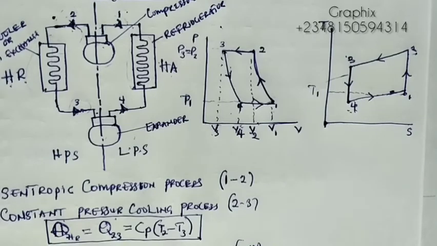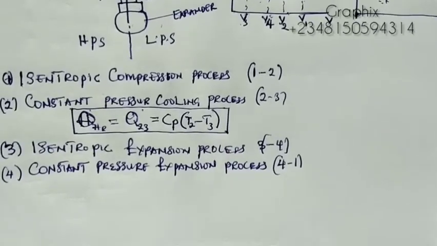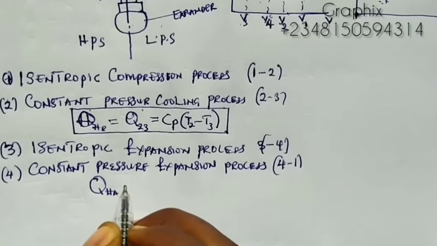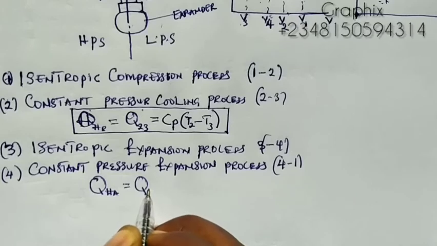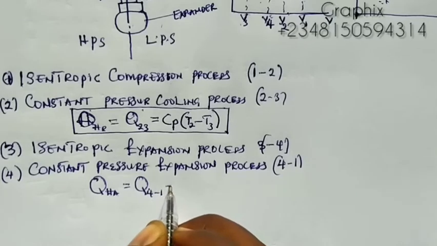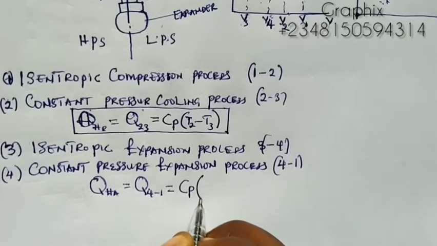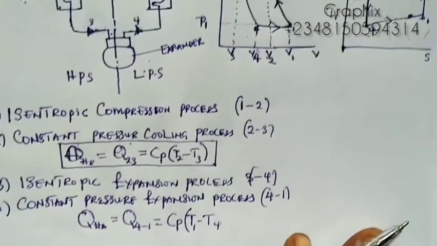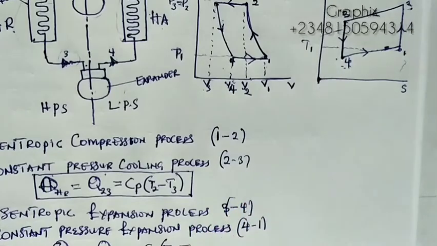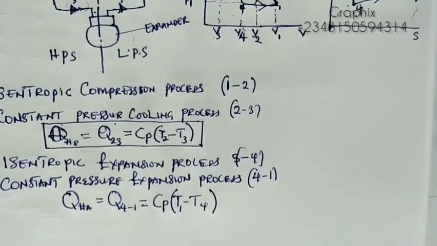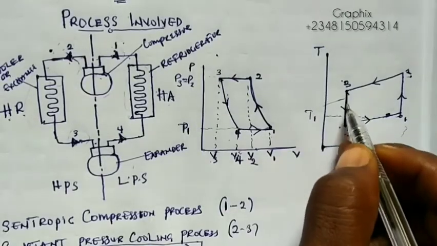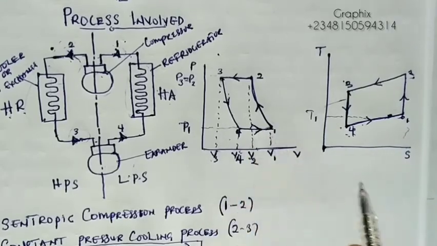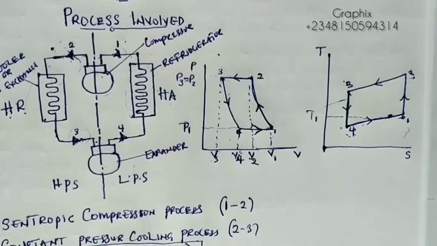Now in the refrigerator, between state 4 and 1, we have our QHA, heat absorbed, at constant pressure, giving us T1 minus T4, because the temperature T1 is greater than T4. To draw our TS diagram, this is the TS diagram here, and don't forget to always put arrows to show the direction of movement of the refrigerant. Now we'll move forward.